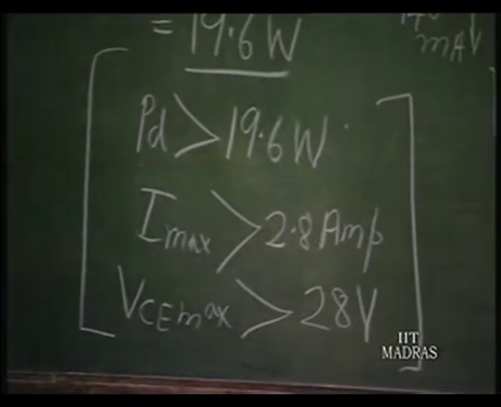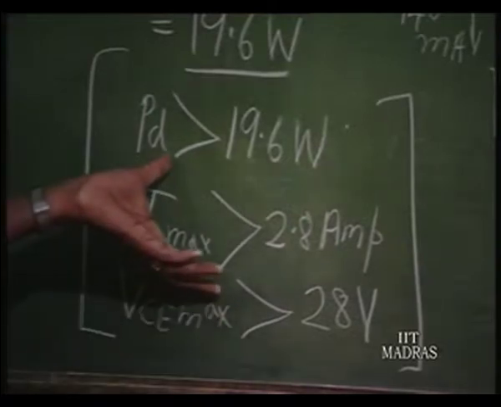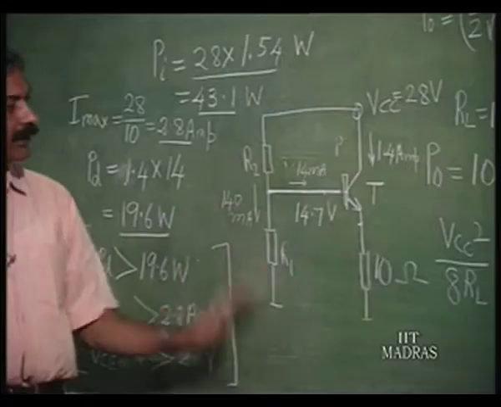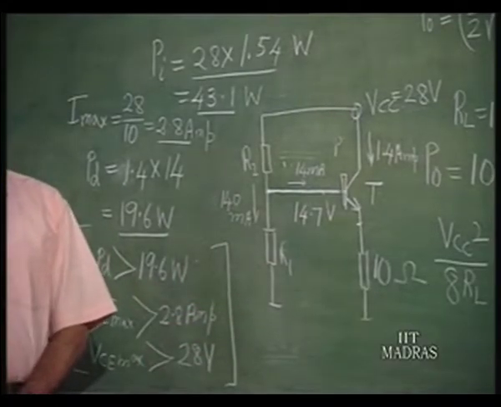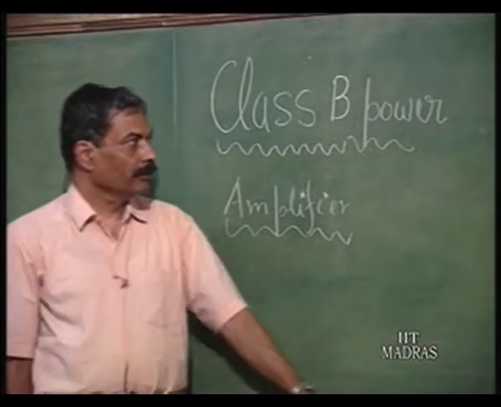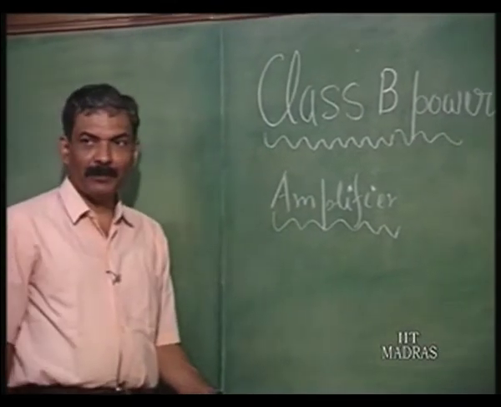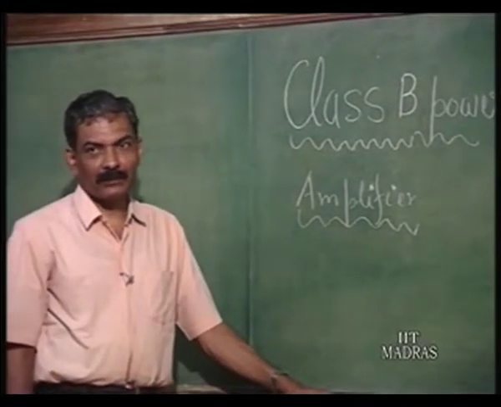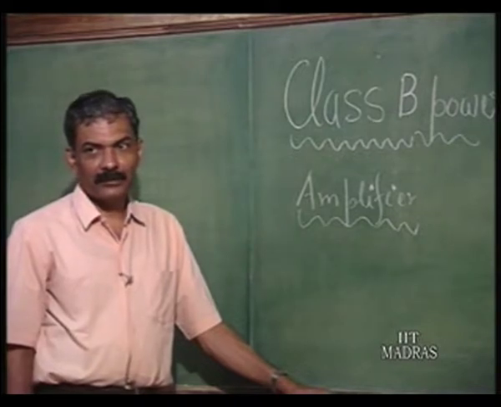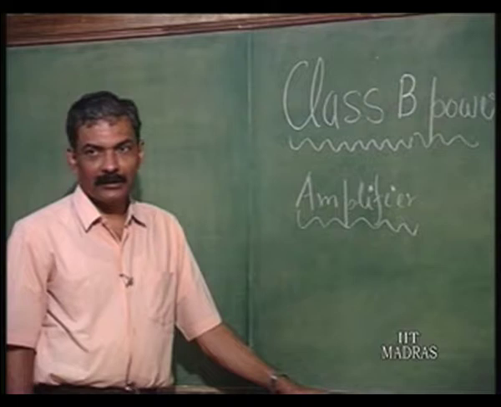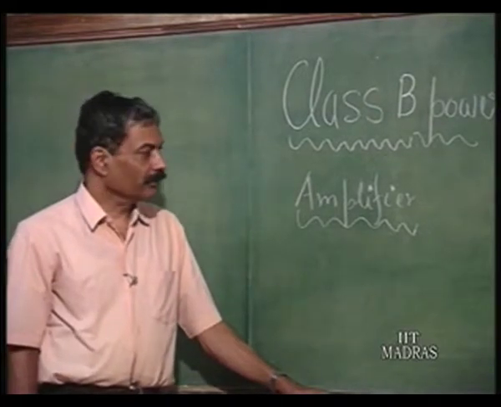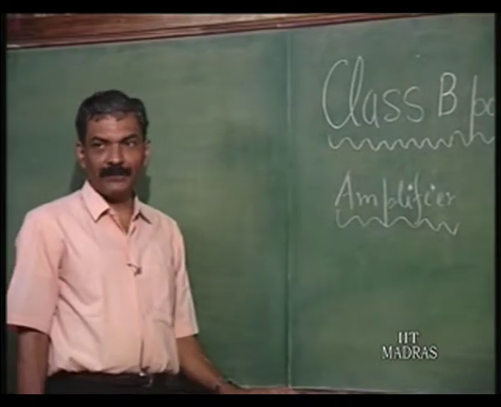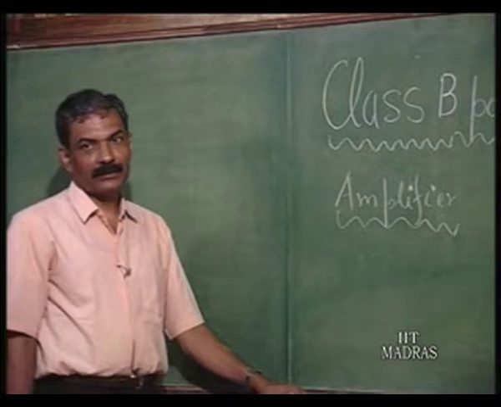So, now the design is complete. You can therefore specify what kind of transistor is required here, put the circuit, and it should work satisfactorily. Now that we have seen class A power amplifier, how inefficient it is, for delivering a power output of 10 watts, we had to spend something like 43 watts or so, totally inefficient. Now, we are coming to one of the most efficient power amplifiers existing today.